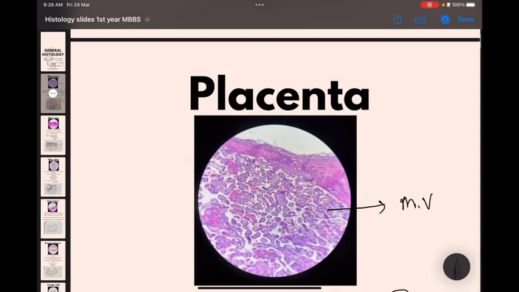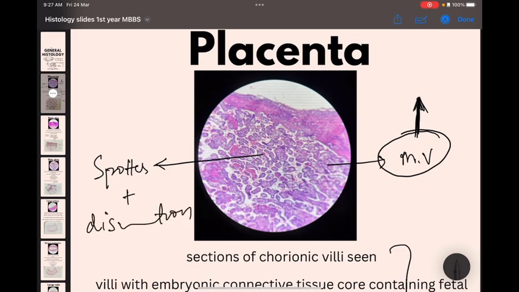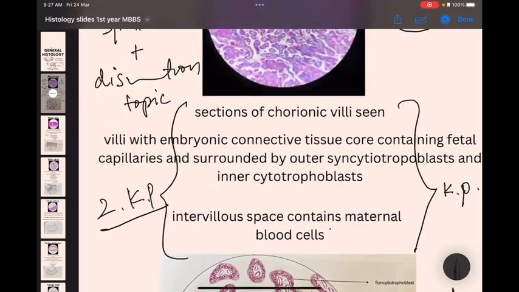The microscopic view is only useful during your practicals to identify the slide. In practicals, you might be asked to identify, I mean, a spotter, or it can also be a discussion topic. In spotter, you have to identify the slide. For example, this slide is placenta. You have to identify it, and you have to write two key points about it. So this is for spotter.